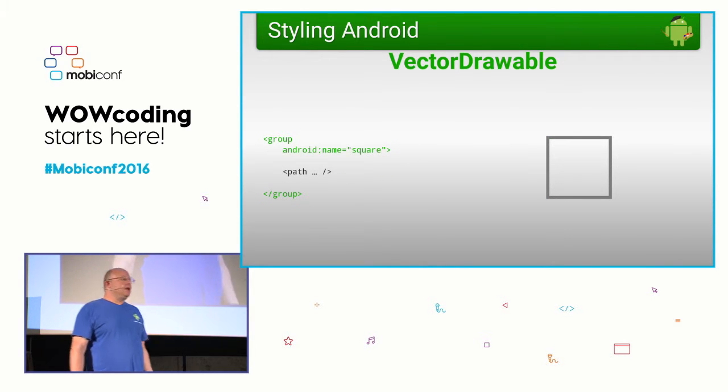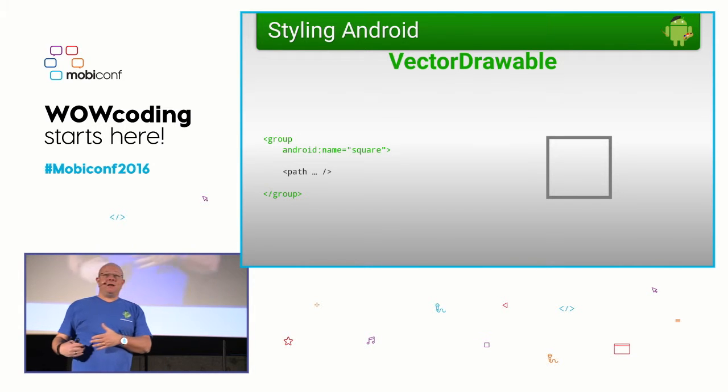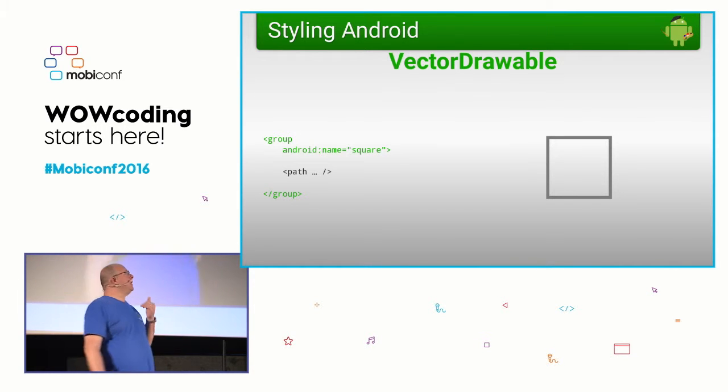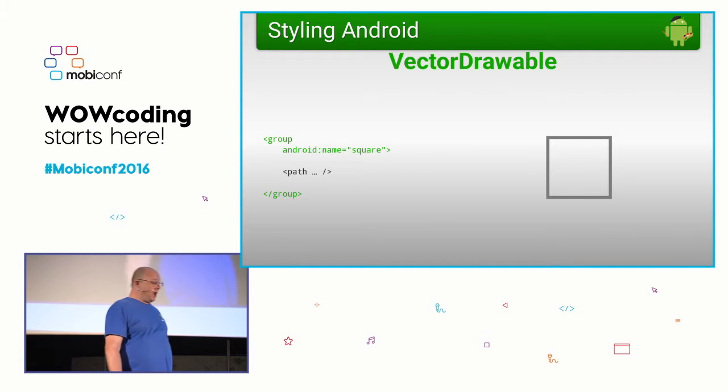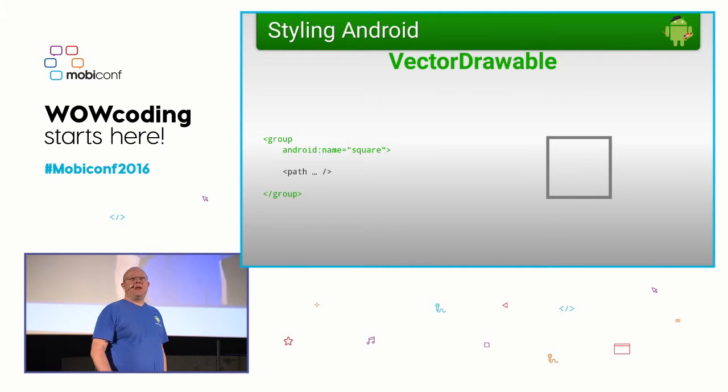But other things we can do here is we can have groups. So you can define a group. A group can contain multiple path elements, and the vector drawable can contain multiple groups. Groups share an important thing with all of the other element types, including path and clip path, which we'll talk about in a second, that you can give it a name.